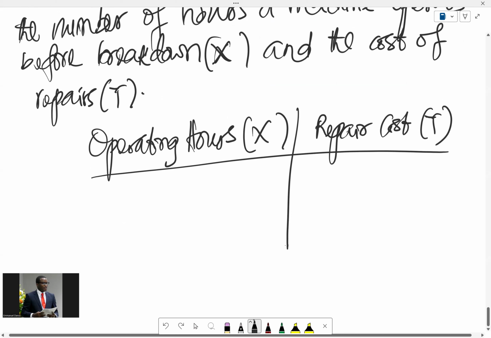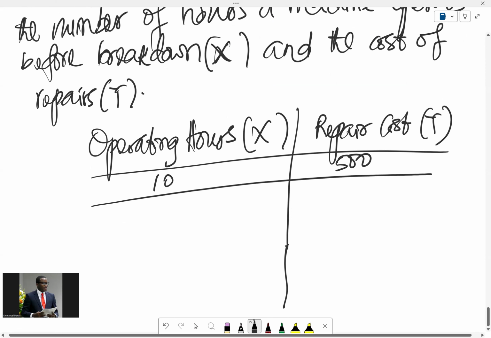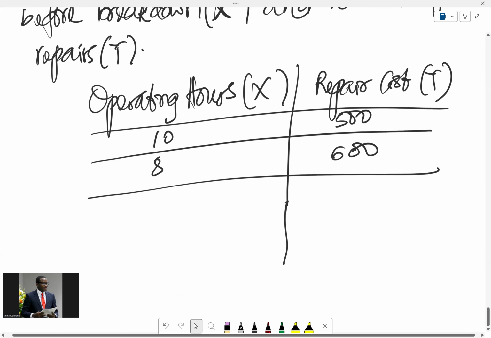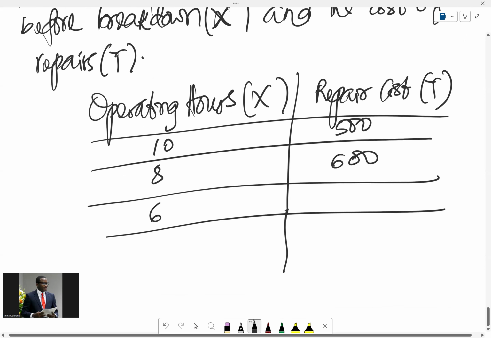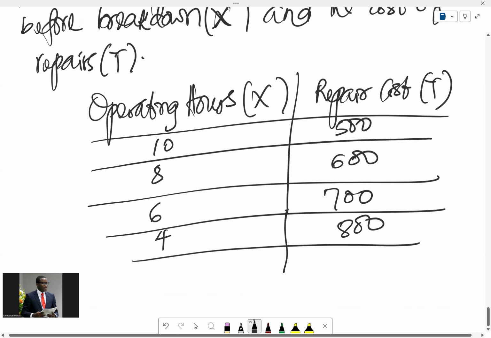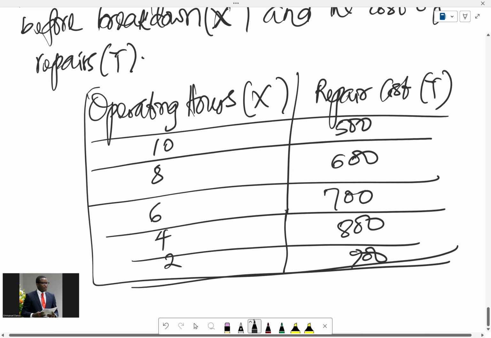So I'll just give the table. If it works for 10 hours before breaking down, you spend maybe 500 dollars. If it works for 8 hours, you spend 600. If it works for 6 hours before breaking down, you spend 700. If it works for 4 hours, you spend 800. If it works for 2 hours before breaking down, you spend 900. So this is exactly what you have.